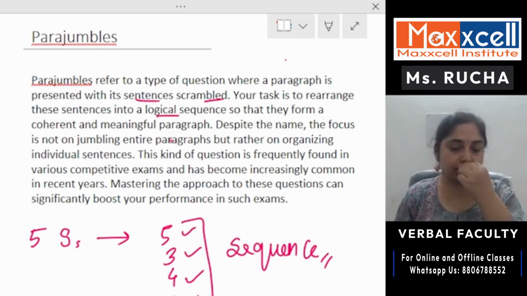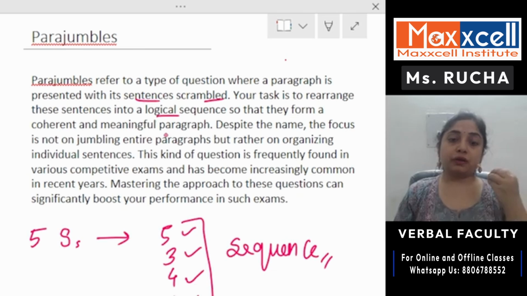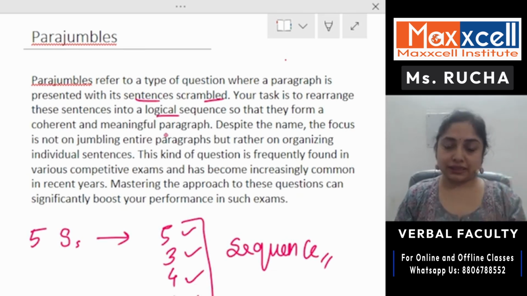If the sentences are given in jumbled format, there are higher chances that a reader won't be able to understand the main idea of this paragraph or the message that the author wants to convey through this paragraph. However, if we rearrange them in a logical and coherent format, automatically the person reading it will be able to understand it thoroughly, completely, right? So that's what our task is in jumbled paragraphs.